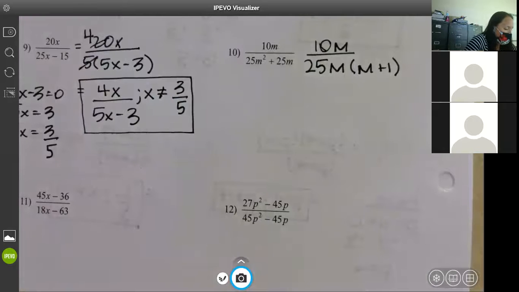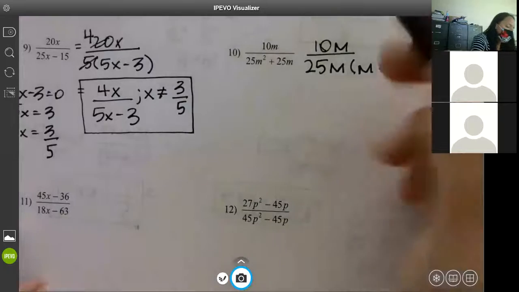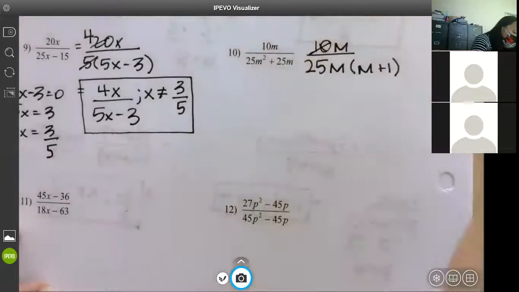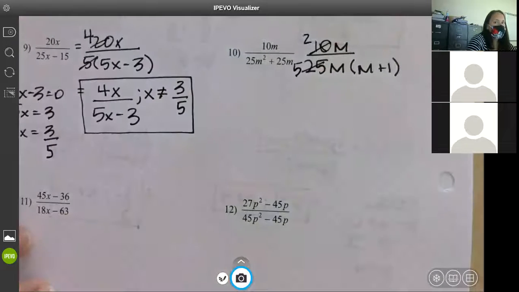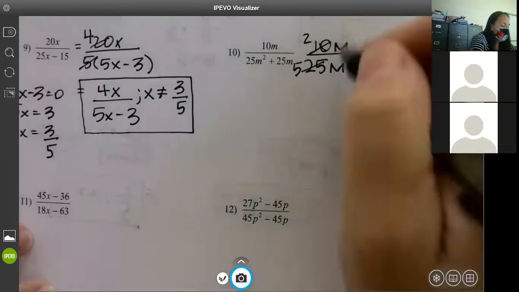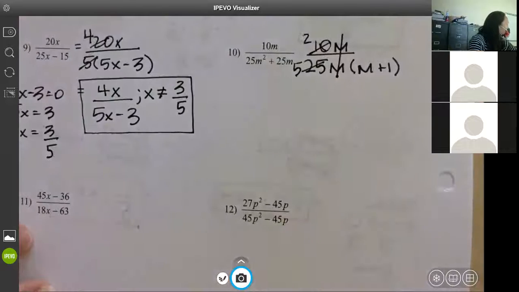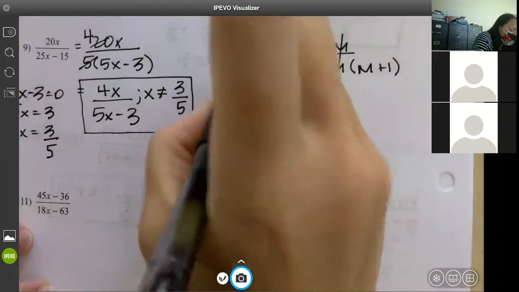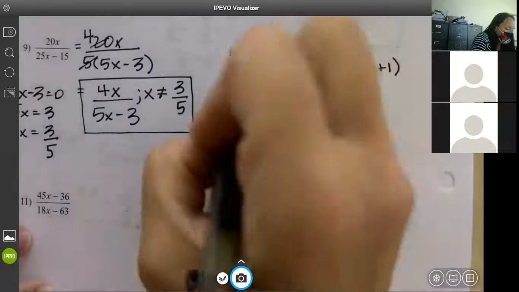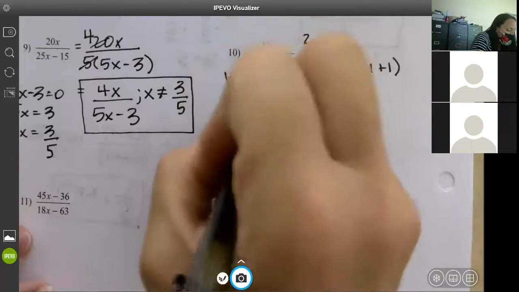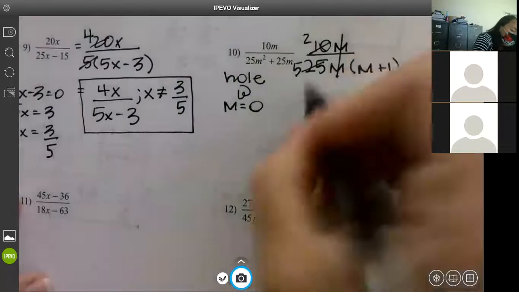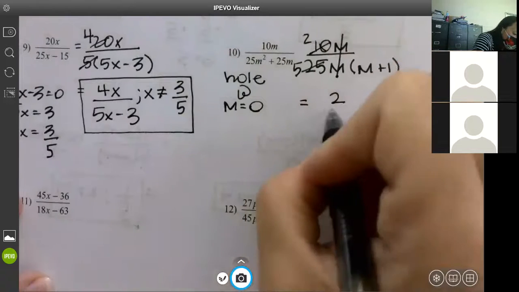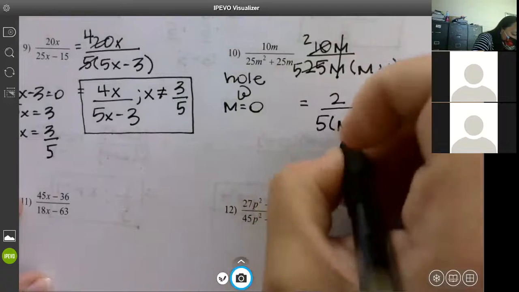What happened? What can I do? 10 and 25 can simplify. 10 and 25 will simplify to what? 2 and 5. What else will simplify? Yeah, these will cancel out, right? If I mark out a variable, what does that cause? A hole. Where is that hole at? Remember, if I set it equal to 0, I'm just going to get 0. Okay, so there's a hole at 0. There's nothing else I can mark out, so I have my final answer, 2 over 5 times m plus 1.